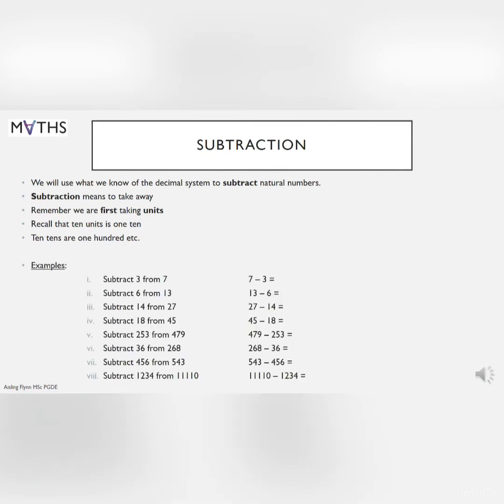So subtraction is next. So we will use what we know of the decimal system to subtract natural numbers. Okay, so subtraction means to take away. Addition meant to put together. Subtraction means to take away. Remember, we will first take the units and then we'll look at the tens. And remember, 10 units is 1 ten and 10 tens are 100, etc. And we'll look at that in action with the following examples.